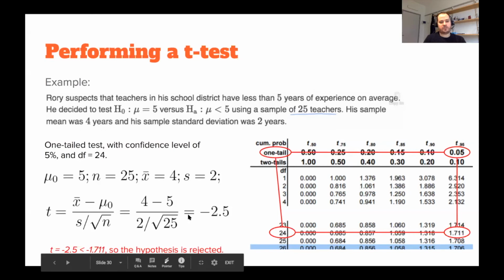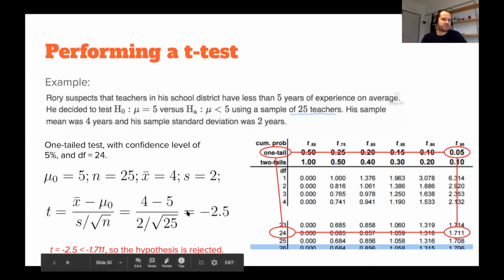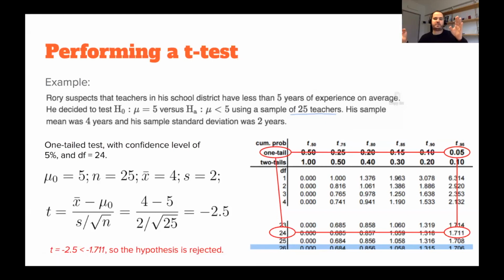And basically when you do this, you get minus 2.5. So the t-score here is minus 2.5. That means, based on these computations, my observed sample statistic is 2.5 standard errors to the left of the mean. The negative just means it's to the left. If it was 2.5, it would be symmetric, 2.5 standard errors away from the mean to the right. But since it's negative, it's 2.5 standard errors away from the mean to the left.